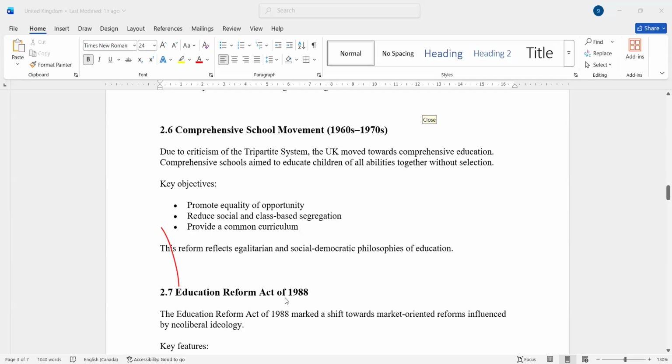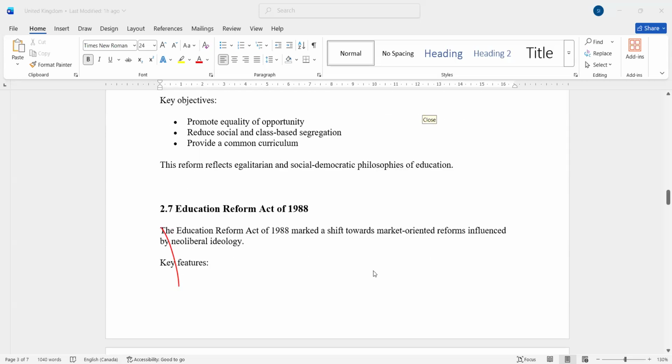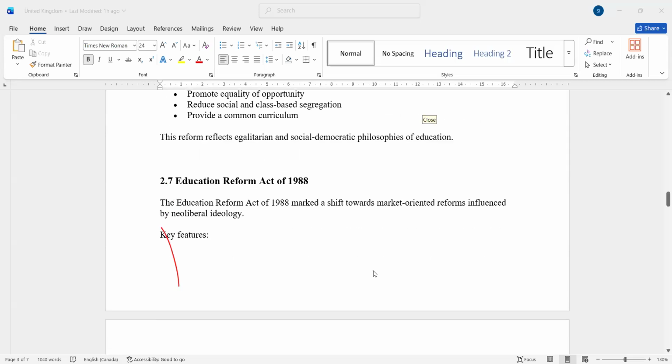So these reforms reflect egalitarian and social democratic philosophies of education, right? After 1960-70, there is another reform in 1988. The Education Act of 88 marked a shift towards market-oriented reforms influenced by neoliberal ideology.